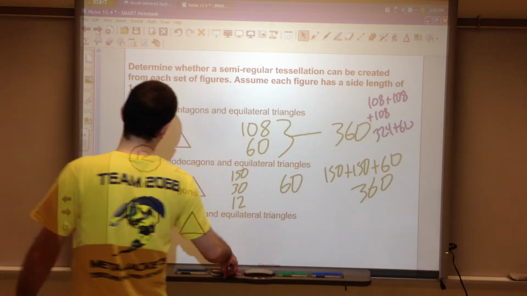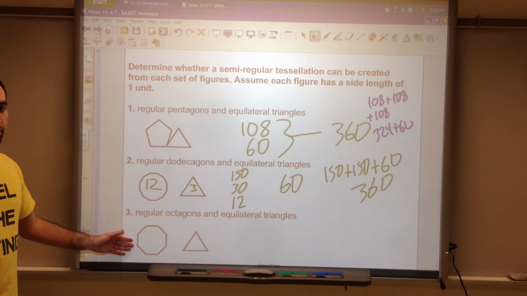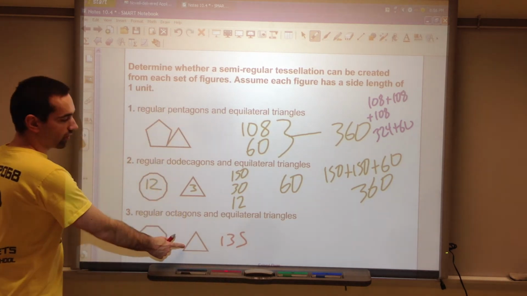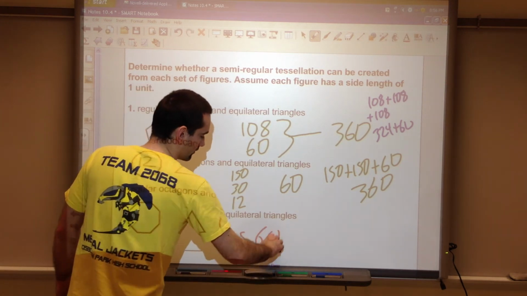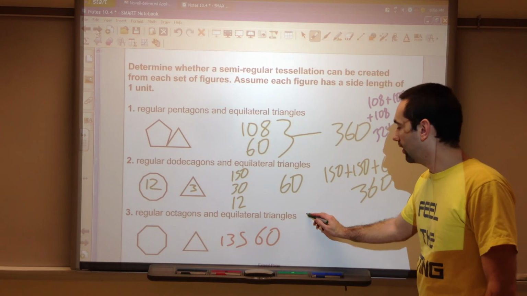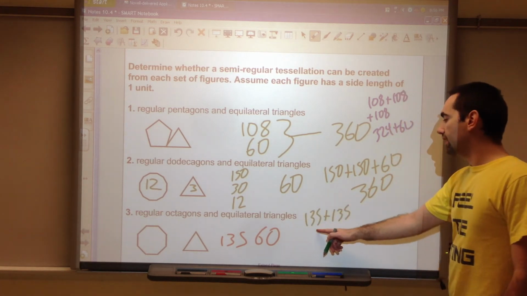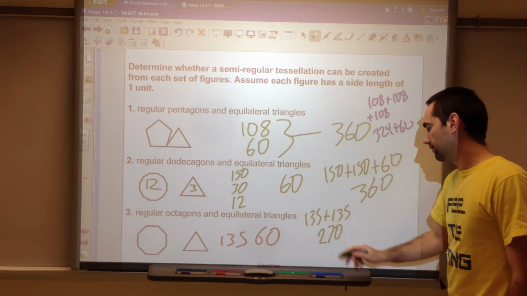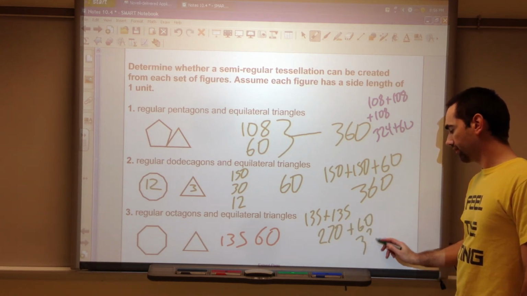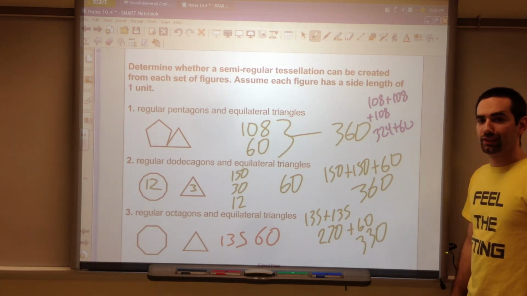Regular octagon. Regular octagon, we know the angles add up to... triangle. Let's see if we can find a combination. Let's see, 135 plus 135, that's 270. Let's see, I add 60. No, that didn't work.